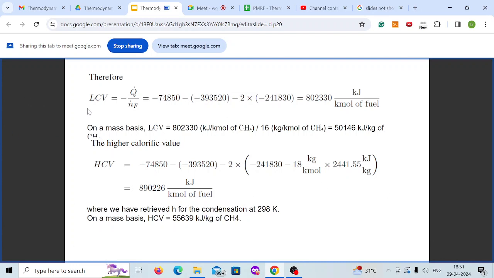So the only difference between the lower calorific value and the higher calorific value is that in the higher calorific value, you also take into account the heat you obtain from condensation of water vapor.